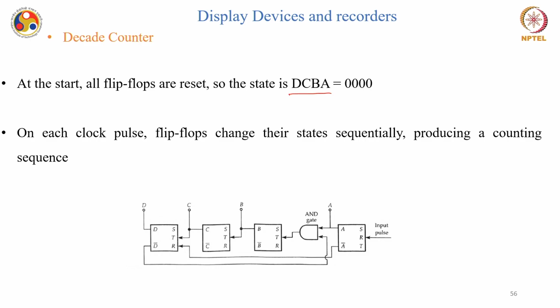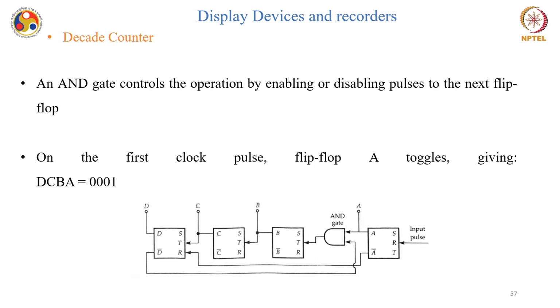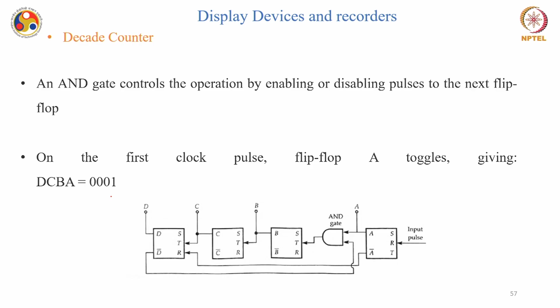On each clock pulse, the flip-flops change their state sequentially, producing a counting sequence. An AND gate controls the operation by enabling or disabling pulses to the next flip-flop. On the first clock pulse, flip-flop A toggles, giving the output A as 1. So all of D, C, B remain 0. So after 0 0 0 0, you have 0 0 0 1.